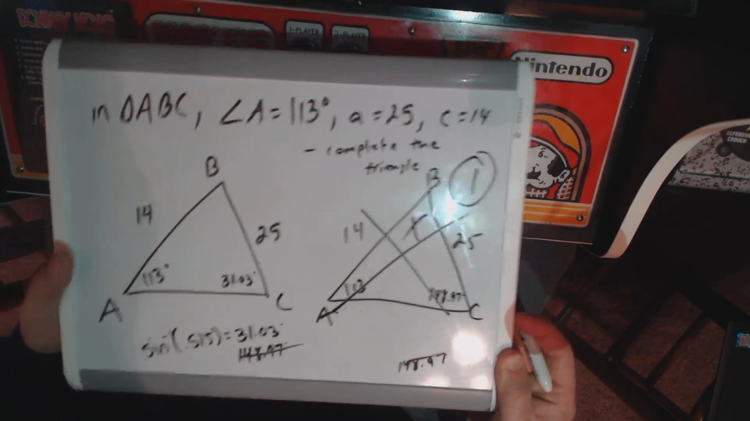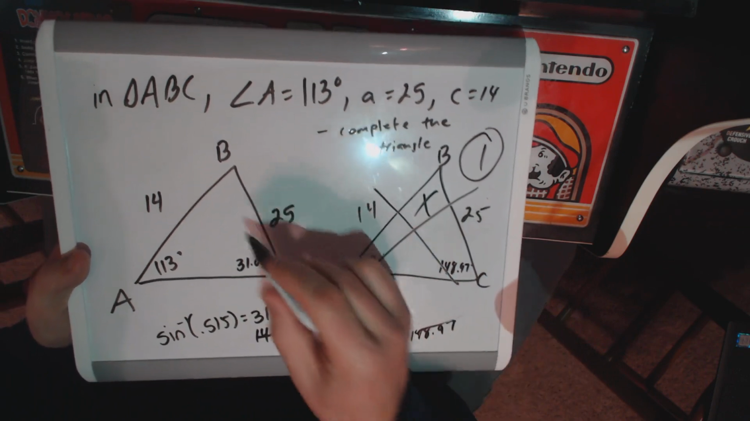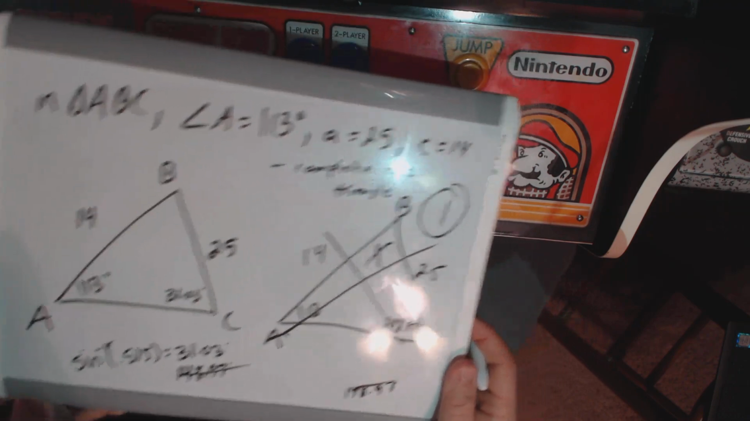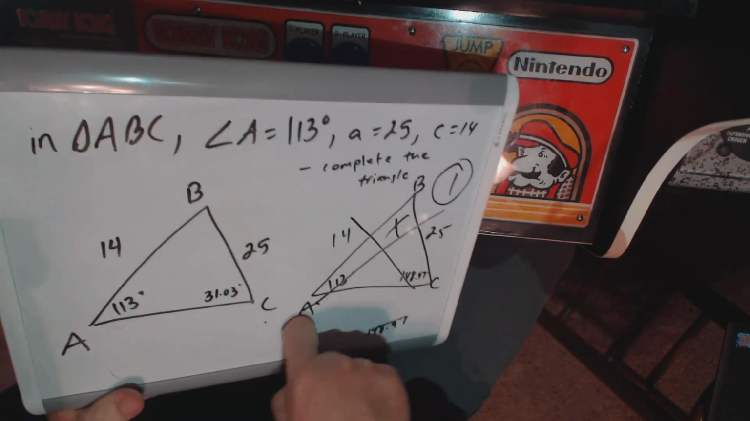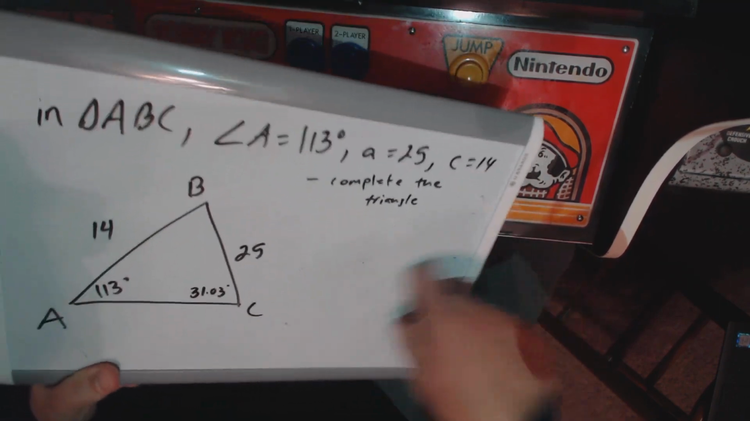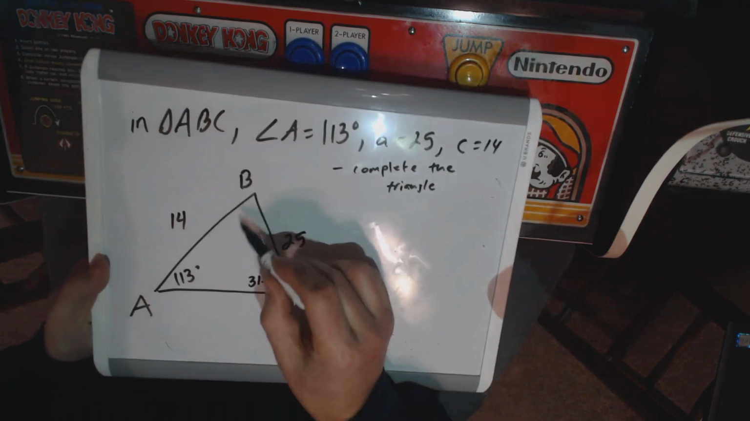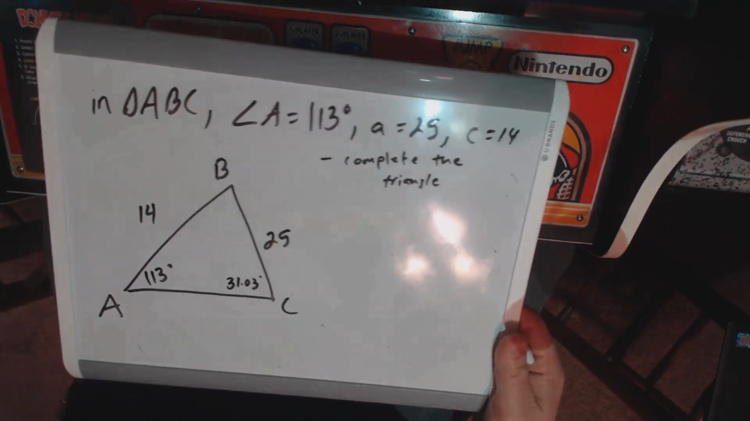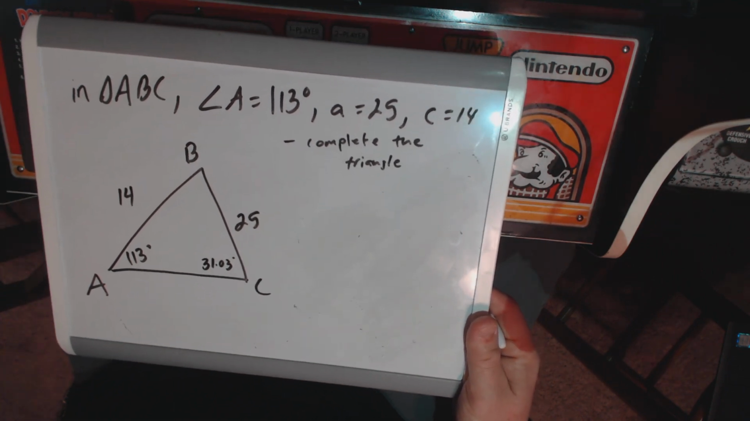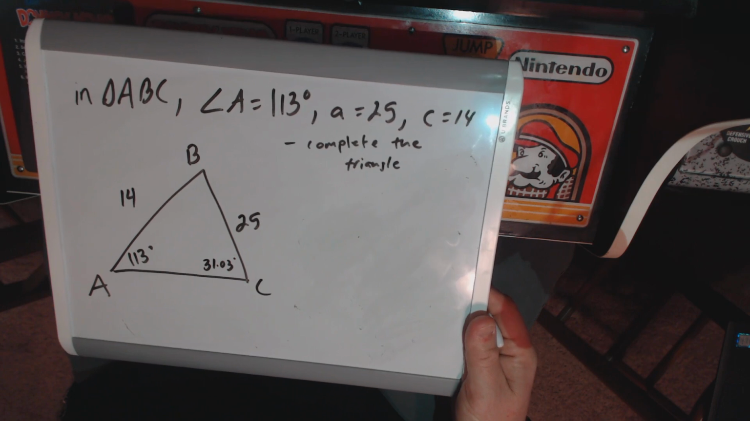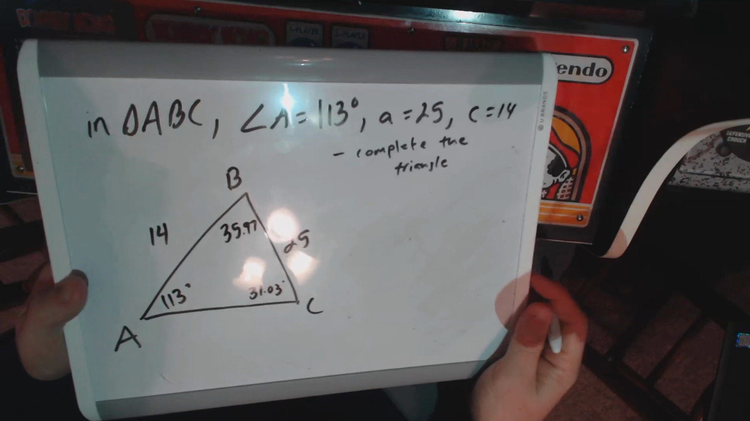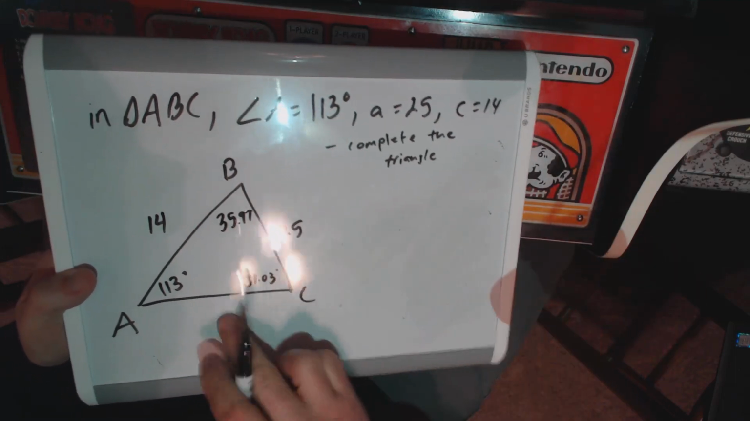So now I can breathe easy. I can come back over here and I can find the two missing things, okay? The two missing things are angle B and side B, okay? So saying that, here's what we're gonna do. Okay, I'm gonna erase all this because it doesn't matter, okay? So what I'm going to do is find this angle B first, right? So if I take 113, and I take 31.03, and I subtract that from 180, I get 35.97, okay? Got it.